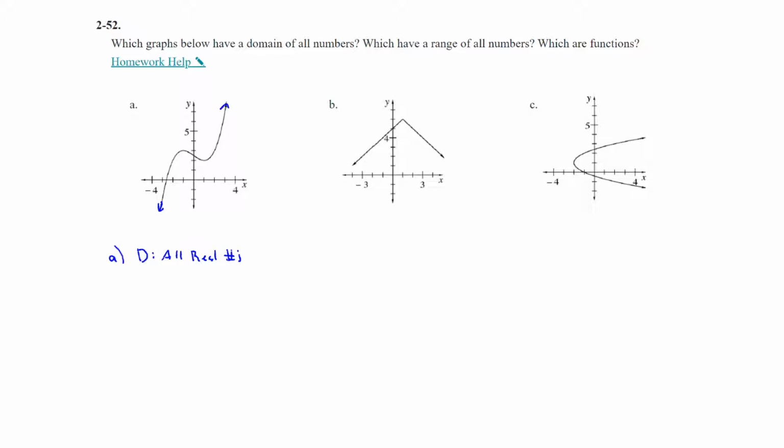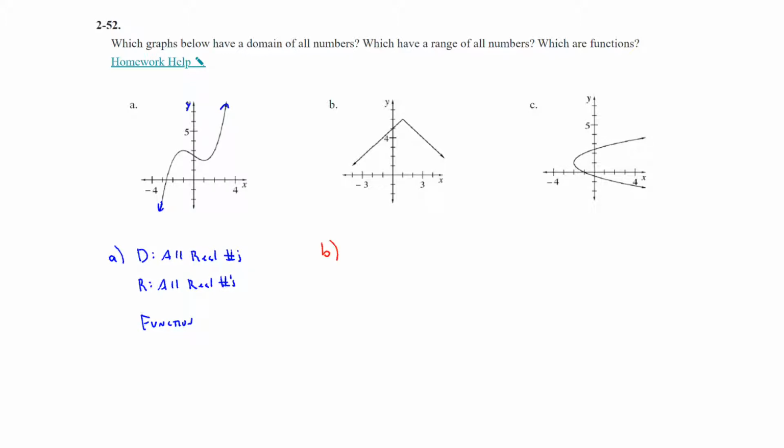The range on this one, as the arrows show, they continue to go up and down. So your range is your y-axis. Are you going to miss any points in terms of the graph going up and down? And you are not. So therefore, the range is also all real numbers. There's no max or min on either side, up or down as well. So is it a function? Yes, it is. There's no x value that goes to more than one y value.